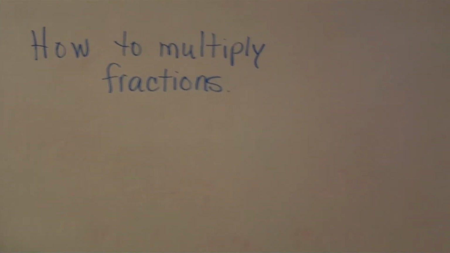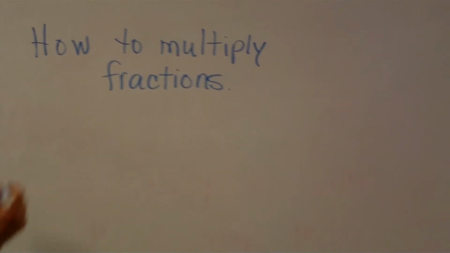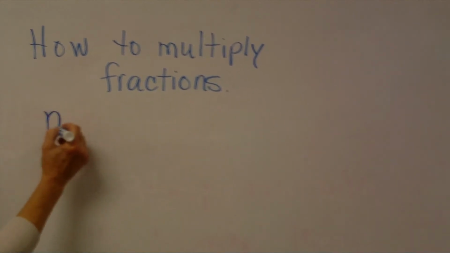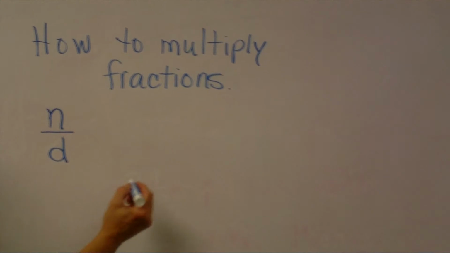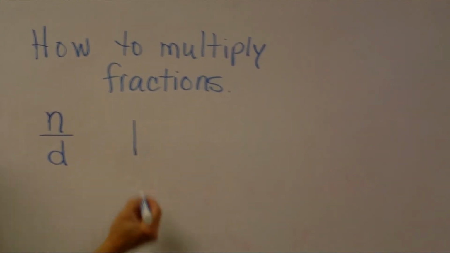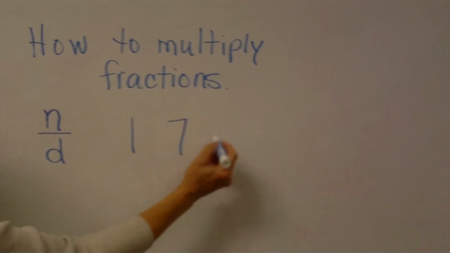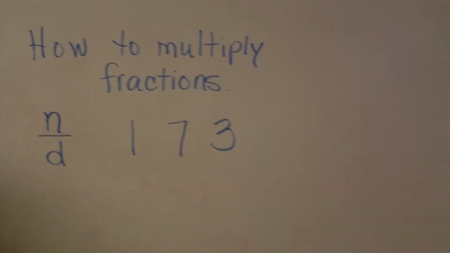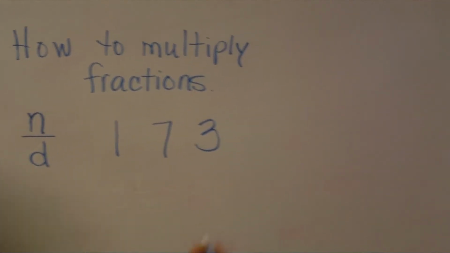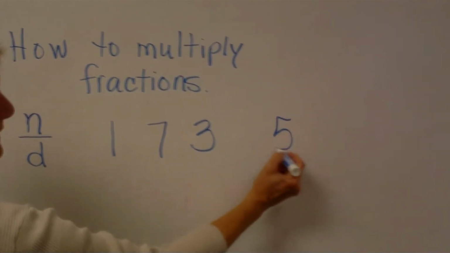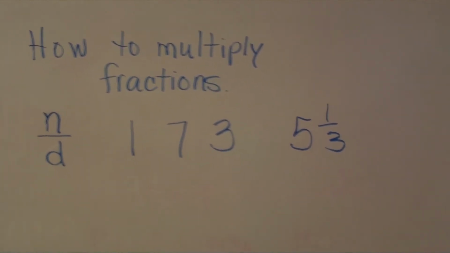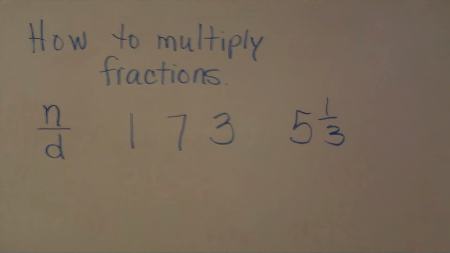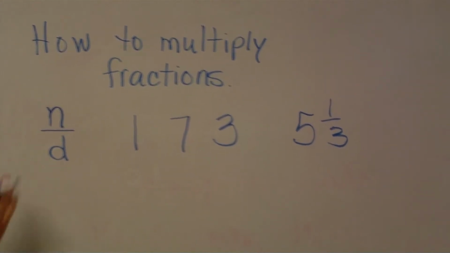Multiply fractions. Fractions can be a numerator over a denominator, or they can be a whole number, like a 1, or a 7, or a 3, or they may even be a mixed number. And a mixed number would be a whole number and a fraction. When you're multiplying fractions, all numbers have to be in numerator-denominator form.